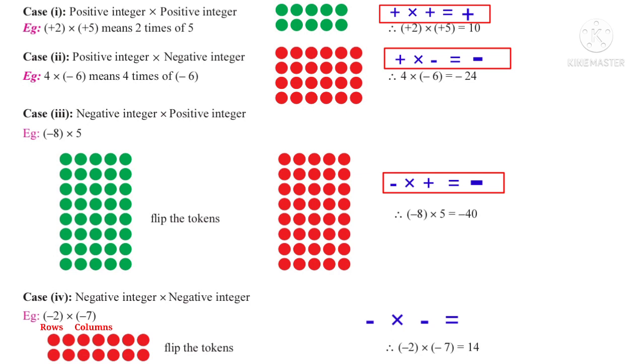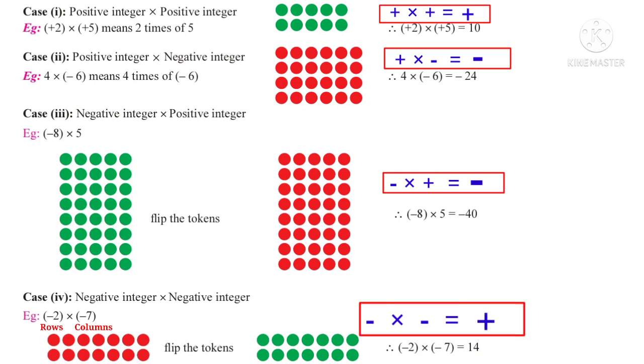After that, since the first integer is minus 2, a negative integer, flip all the tokens. Then all red tokens are turned into green tokens. Now count the number of green tokens. There are 14. Since green indicates positive, plus 14. So minus into minus is plus.